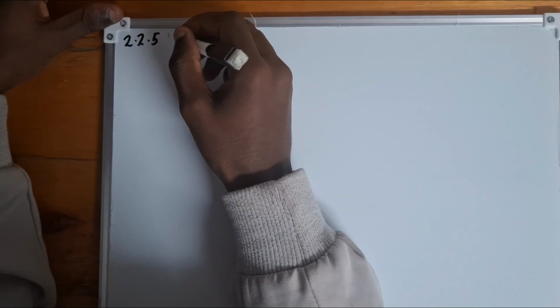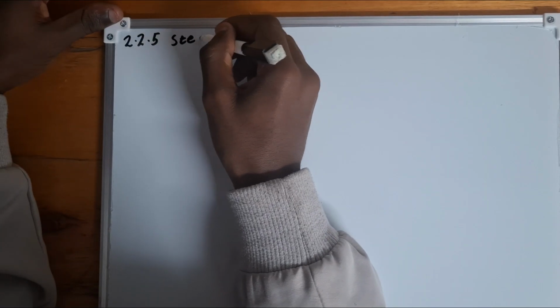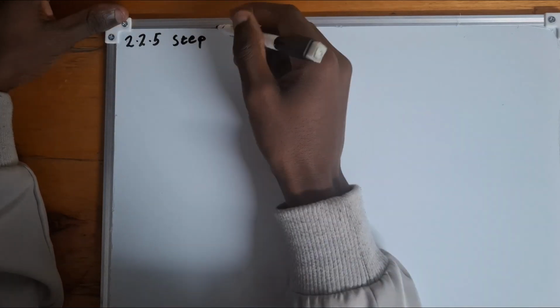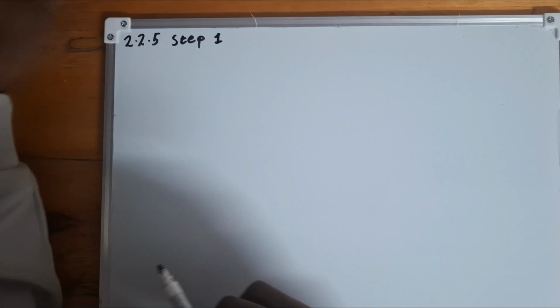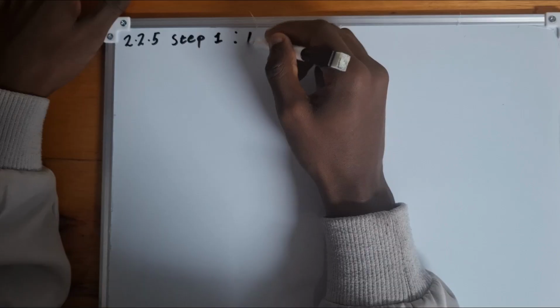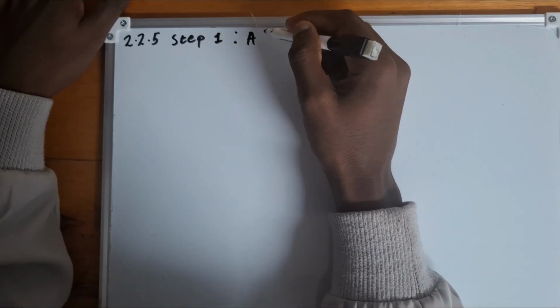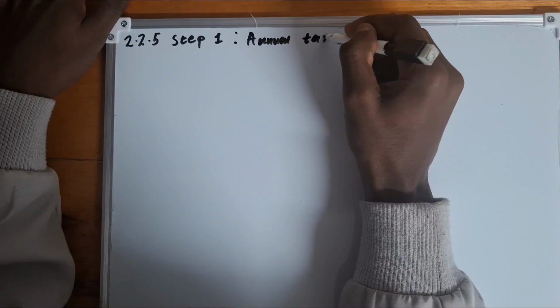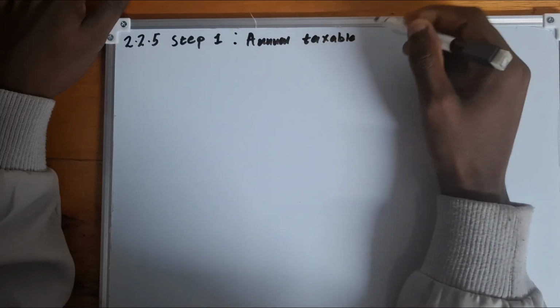The 5 steps, if you remember them, please type them in the comment section to show that you are actually able to recall them. Don't copy, please. So step 1, you must actually calculate the annual taxable income. That's what you must know. Step 1, you always calculate the annual taxable income.